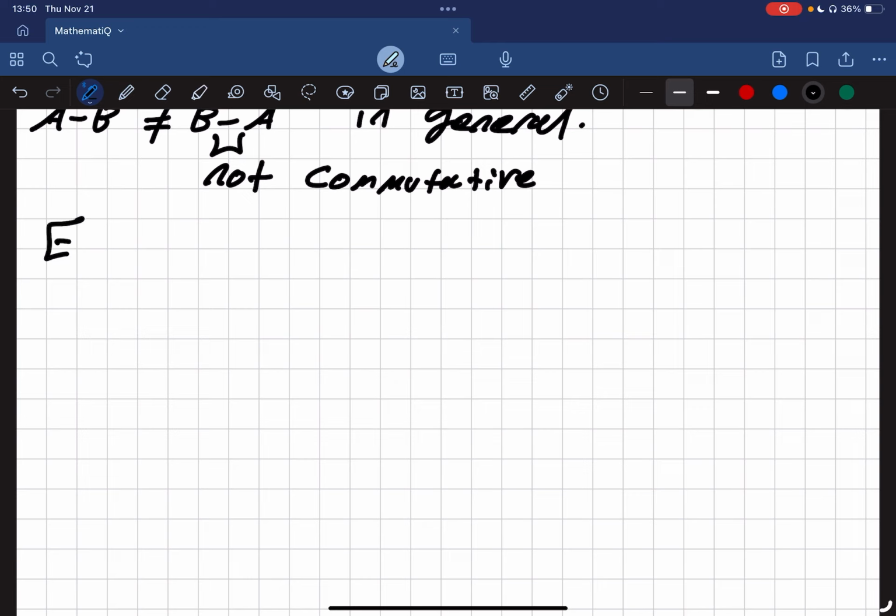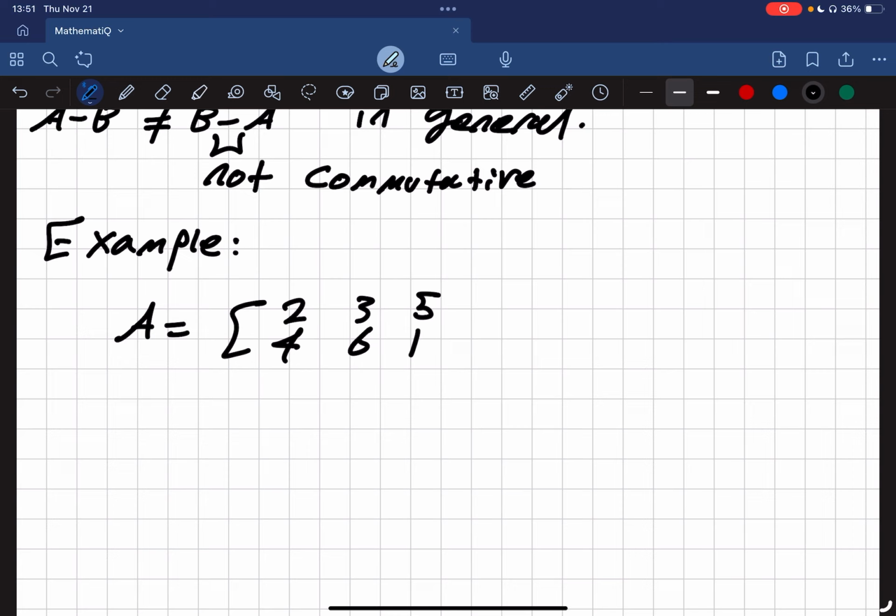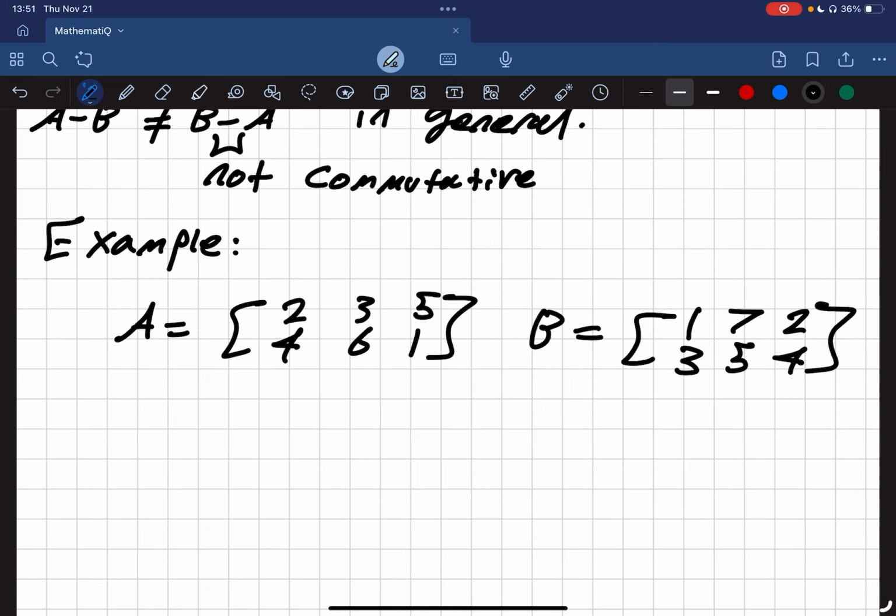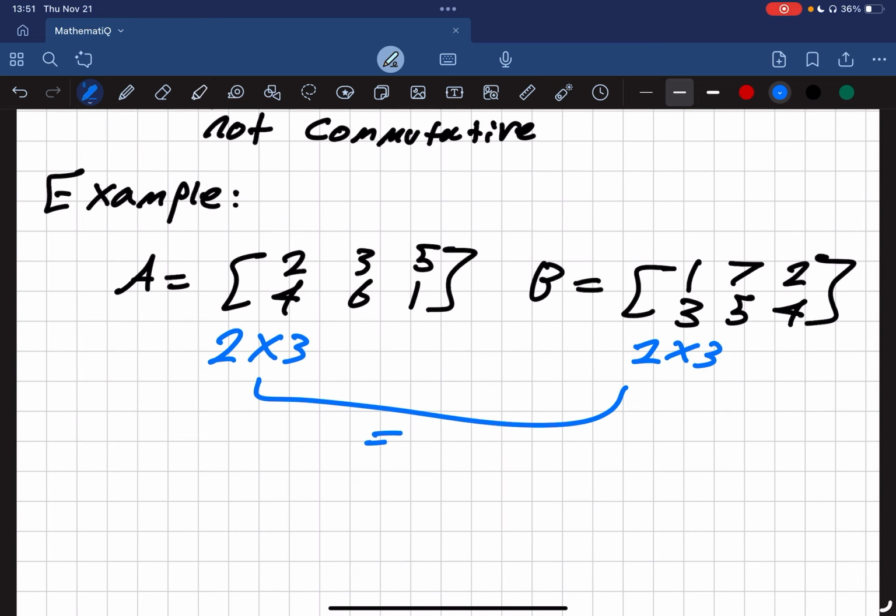So example number one, we're going to have a matrix A where there's 2, 4, 3, 6, 5, and 1. Let me just clean that up. Then we have matrix B, which is 1, 3, 7, 5, 2, and 4. And notice the dimensions. This is a 2 by 3 matrix, and this is a 2 by 3 matrix. So their dimensions are equal.